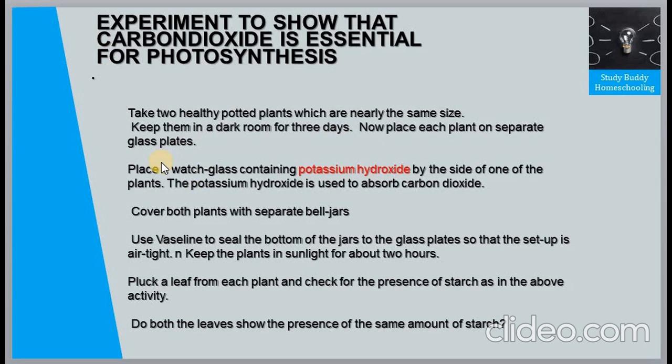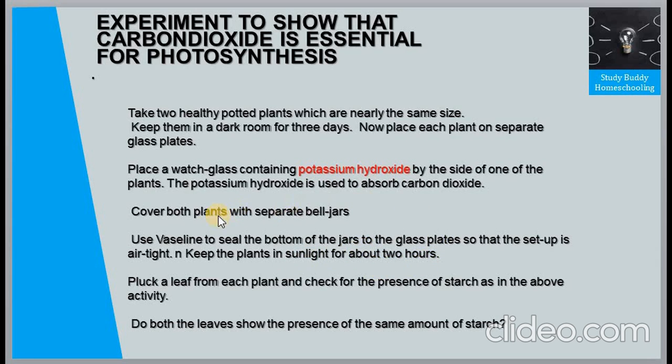In one of the plants, near to it, you are keeping a watch glass filled with potassium hydroxide, which absorbs the CO2. The other you don't do anything to, and you keep both the plants covered with a bell jar and you have to seal it with Vaseline so that the bell jar is airtight and no air enters. Now you have to keep these two plants under the sunlight for 2 hours. So one plant has KOH, or potassium hydroxide, which is going to absorb CO2. So that plant will not have any CO2 left inside the bell jar. The other plant is normal.